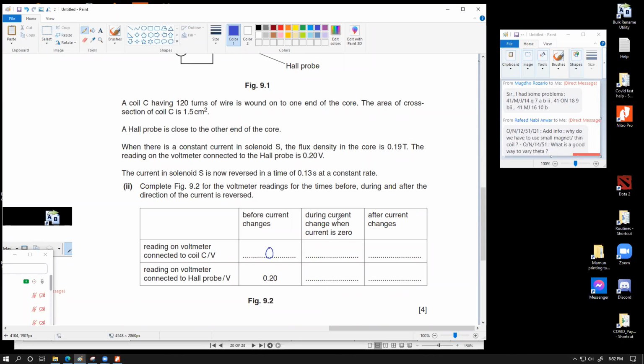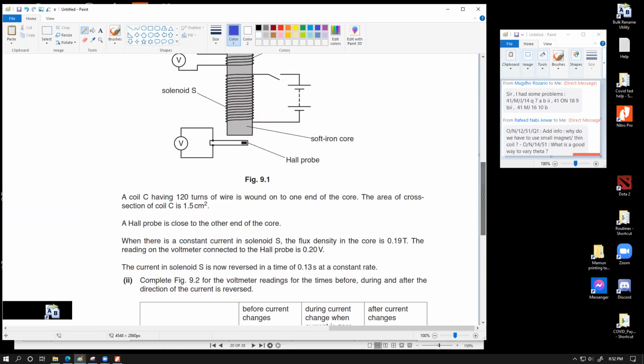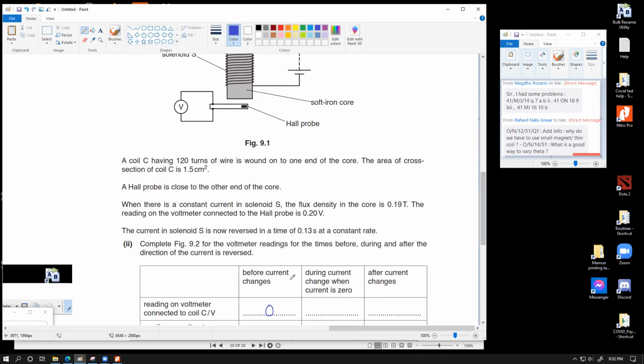During current change, when current is 0, we're going to have a value. We're going to have a value of how much? Let me find this out. We're going to have a value of this B1. What is the value of B1? 0.053. So you're going to get that value over here, because they have said precisely that we're going to make that change at a constant rate. So you're basically going to get a uniform voltage for that duration.